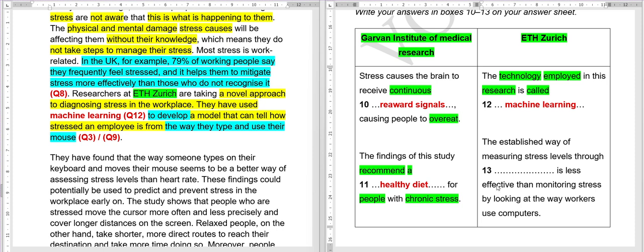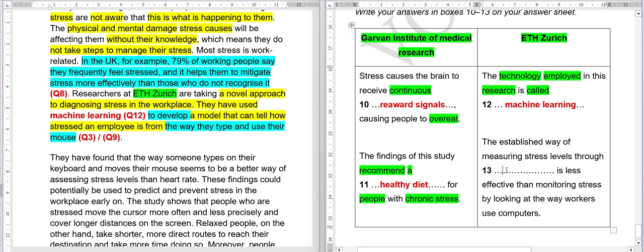Okay, so this is the name of the technology, machine learning. I hope it is clear. So now let's see the 13th question. The established way of measuring stress levels through dash is less effective than monitoring stress levels by looking at the way workers use computers. Okay, so if I talk about this particular question, what kind of information do you think should be here?